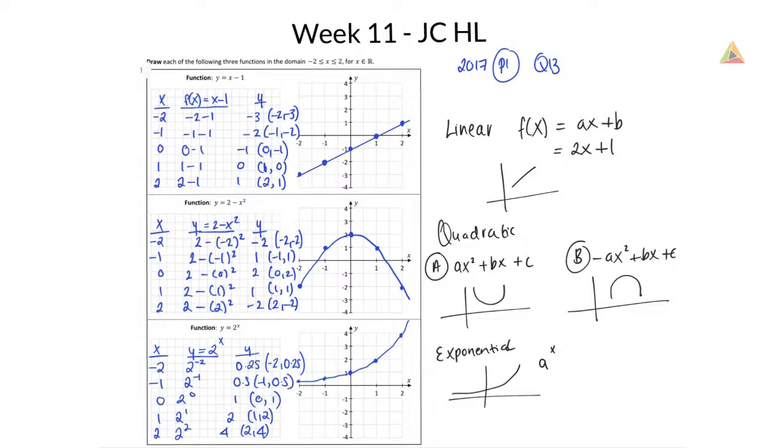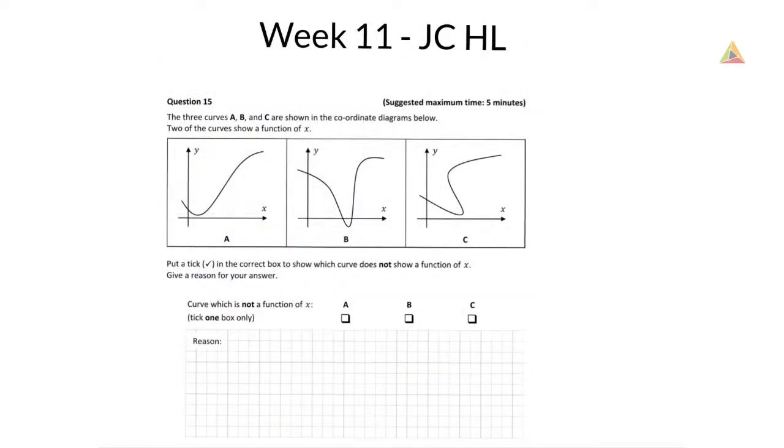So we're going to do one more question now based on what we've been through there. This is 2017, paper 1, and it's question 15. So the question is, there are three curves A, B and C, and they're all shown in coordinate diagrams below. Two of the curves show a function of x. Put a tick in the correct box to show which curve does not show a function of x and give a reason for your answer. So there's a trick to solving this question, and we use a thing called the vertical line test.